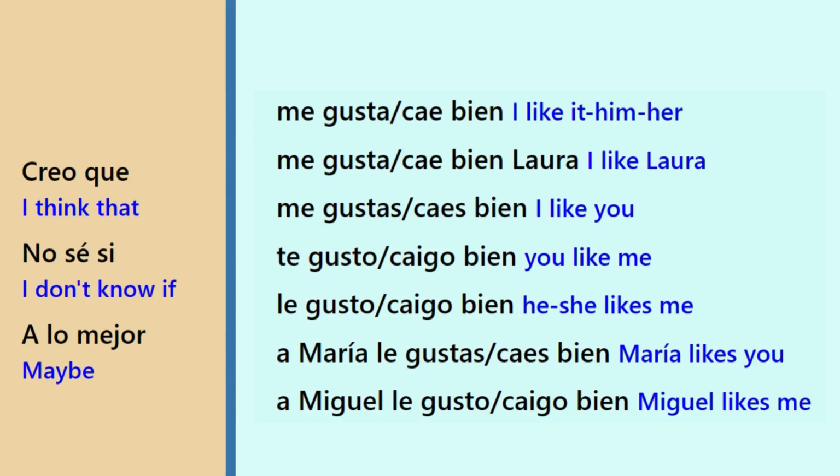And, of course, we can add a negative to any of these. So, no me gusta, I don't like it. No me gustas, I'm not into you. No me caes bien, I don't like you as a person. So how would you say, maybe Maria doesn't fancy you? A lo mejor a María no le gustas.